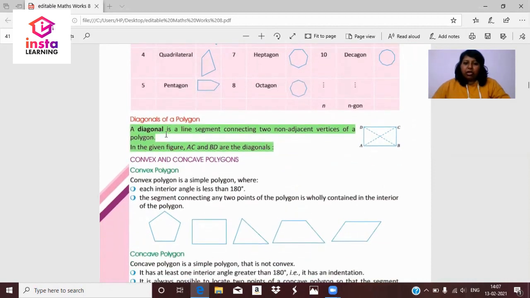Diagonals of a polygon. A diagonal is a line segment which connects two non-adjacent vertices of a polygon. Non-adjacent vertices means those which are on the opposite sides. In the given figure ABCD, AC and BD are the diagonals. These are connecting the opposite, non-adjacent vertices.